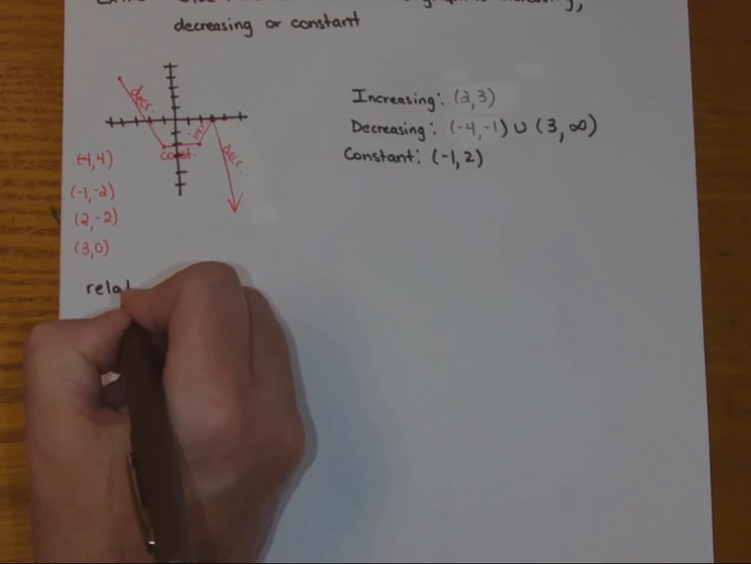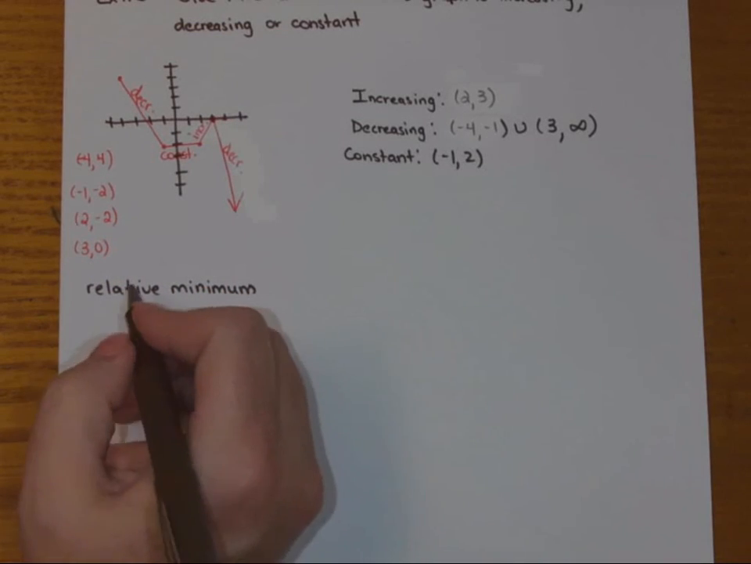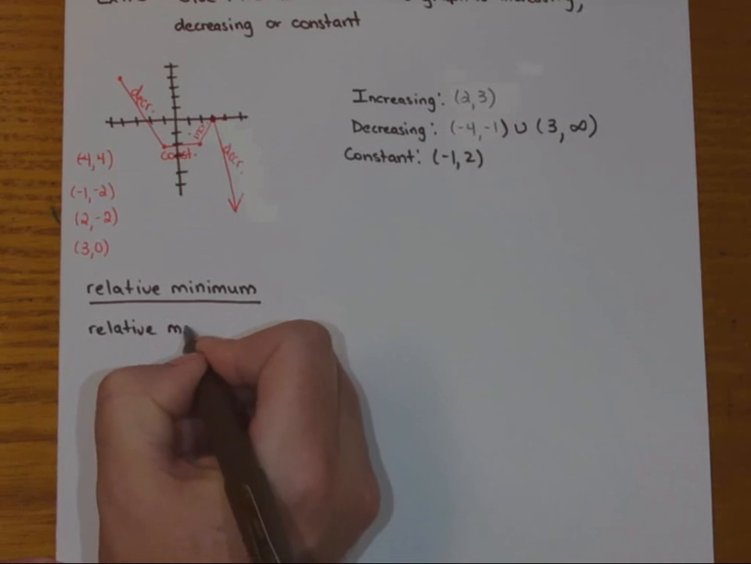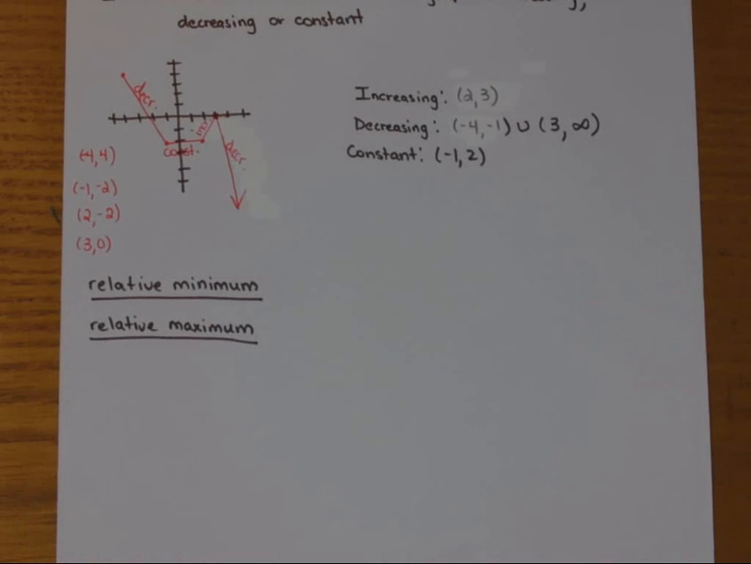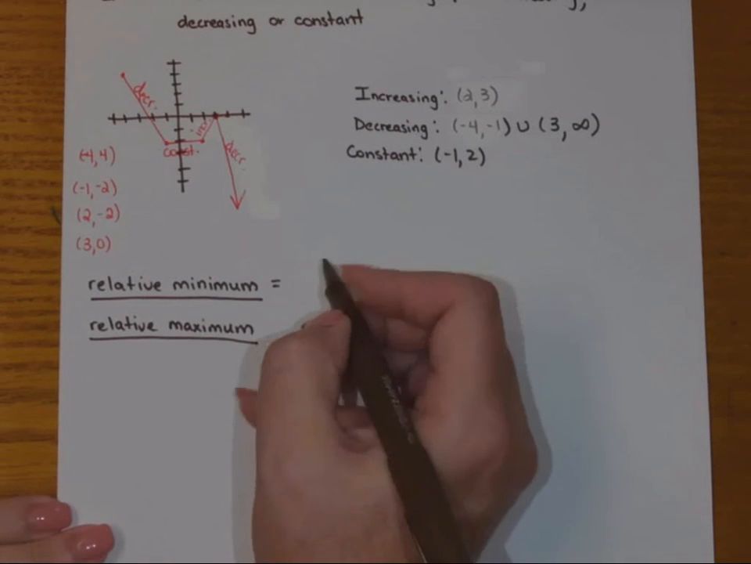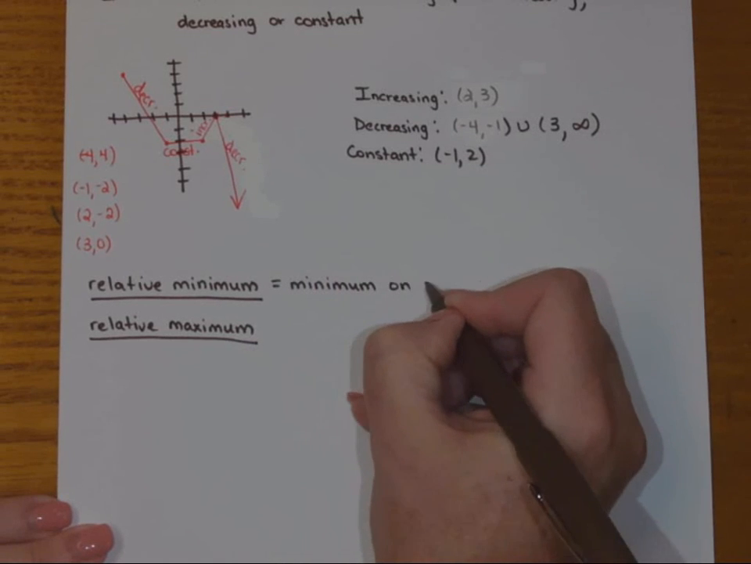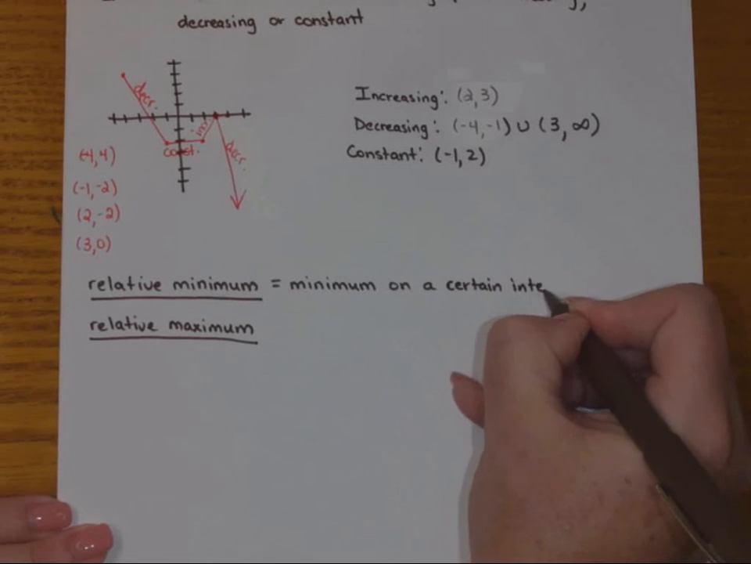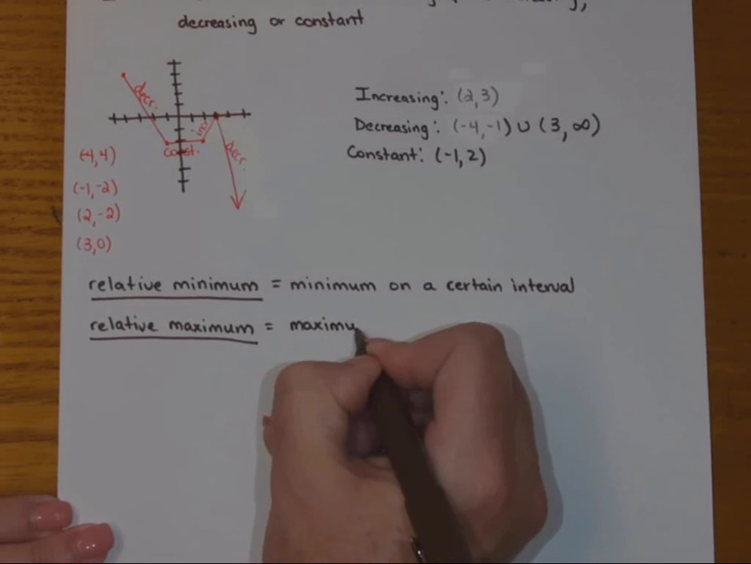All right, so the last topic for the lesson today is we're going to look at a type of max and min called the relative max and the relative min. I feel like we already know what max and min are, right? The min is a low point, the max is a high point, but adding the term relative in there just means that a relative minimum is the minimum on a certain interval. And the relative max is the maximum on a certain interval.